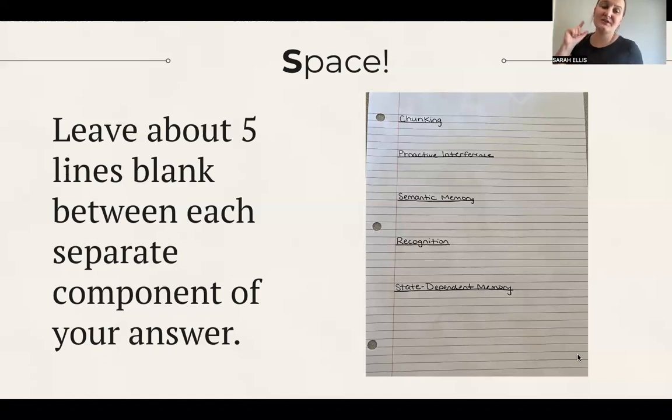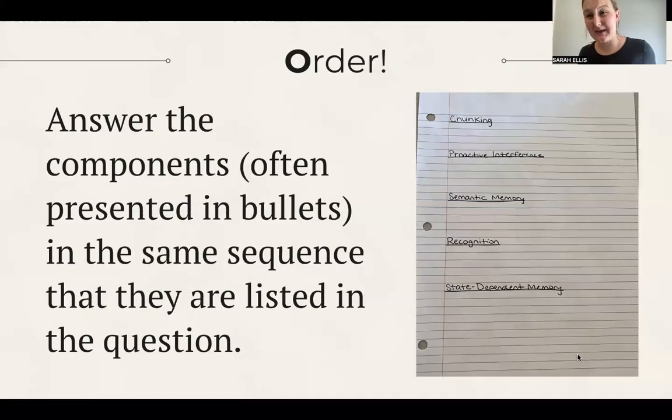So you are going to start by leaving about 5 lines blank between each separate component of your answer. Like I said, you're going to be provided with a scenario and then a bullet point list of terms that you are going to need to make relevant to that scenario. For example, this particular practice FRQ has chunking, proactive interference, semantic memory, recognition, and state dependent memory. Actually go through and write these out and give yourself that space, because our next letter is order.